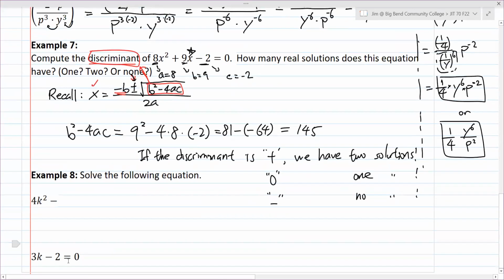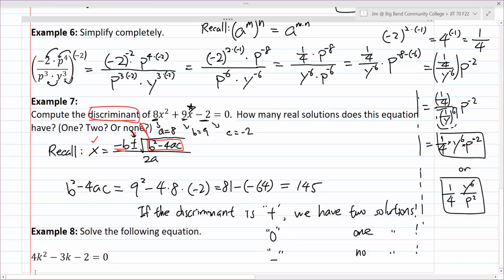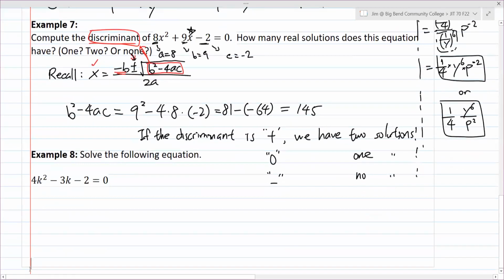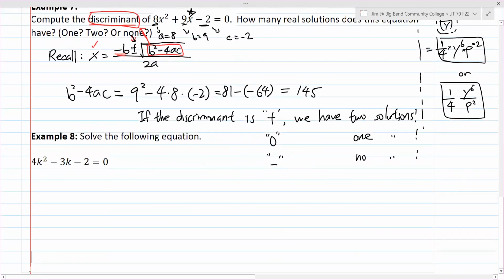All right, now we'll practice the last example and then see how the discriminant works. All right, solve the following equation. This is indeed when we apply the quadratic formula. Let's check out the coefficient a before the k squared term. So we are not having the x terms, but the k terms. But don't be fooled by the symbols. The method is the same.